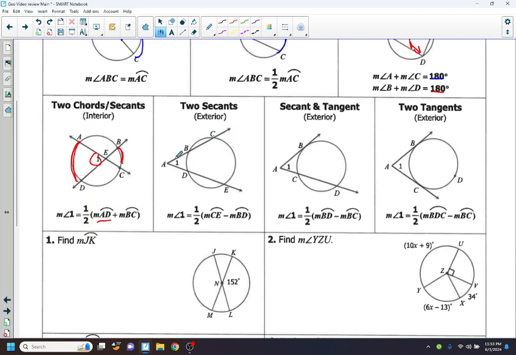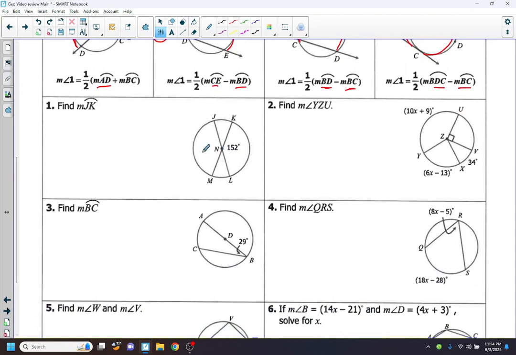In this case, when you have an angle on the outside, it is the big angle, so the one farther away, minus the small angle. So big, CE, minus small, BD. Same thing here. Big, minus the small over here, BC. Again, big, so BDC, minus the small, BC.